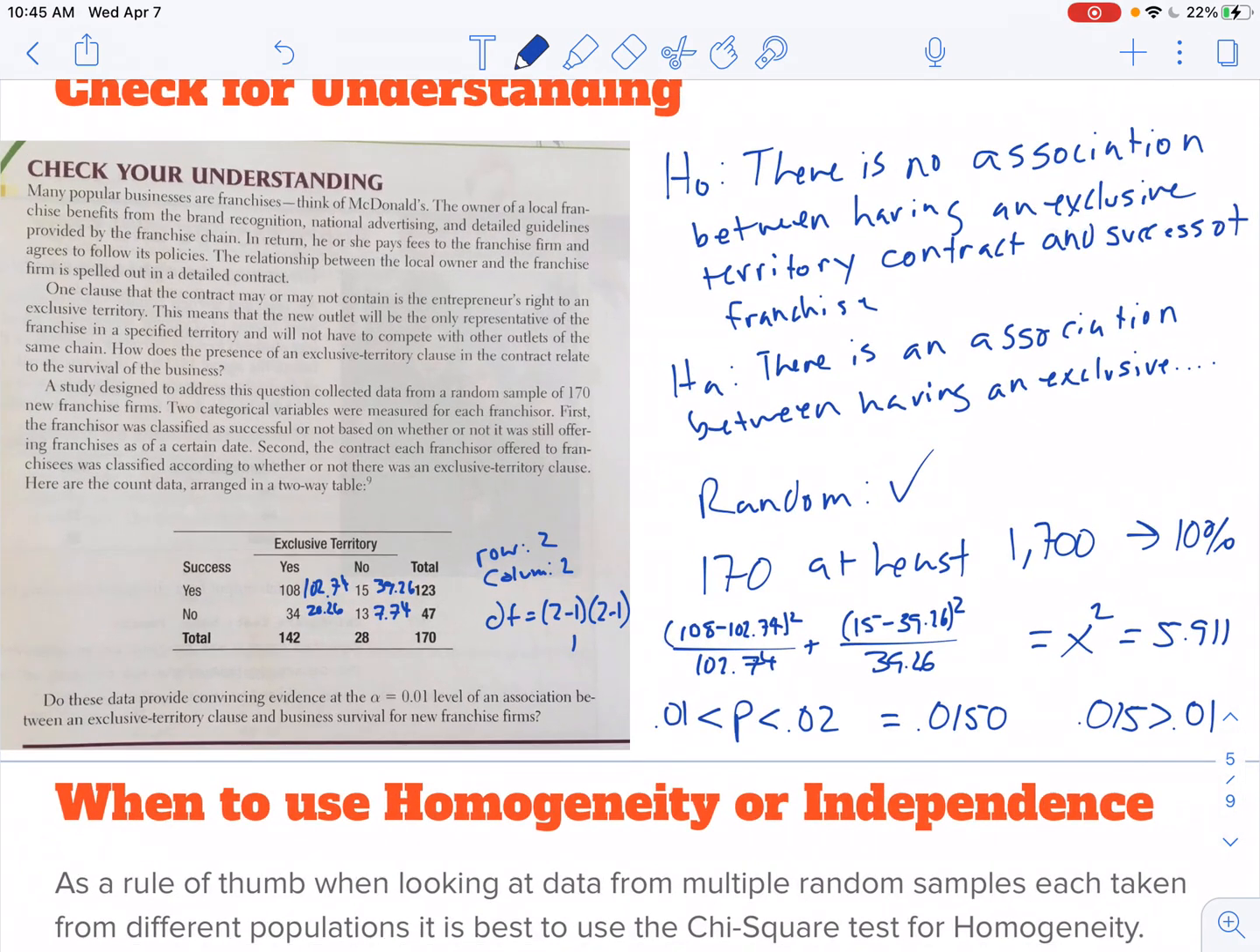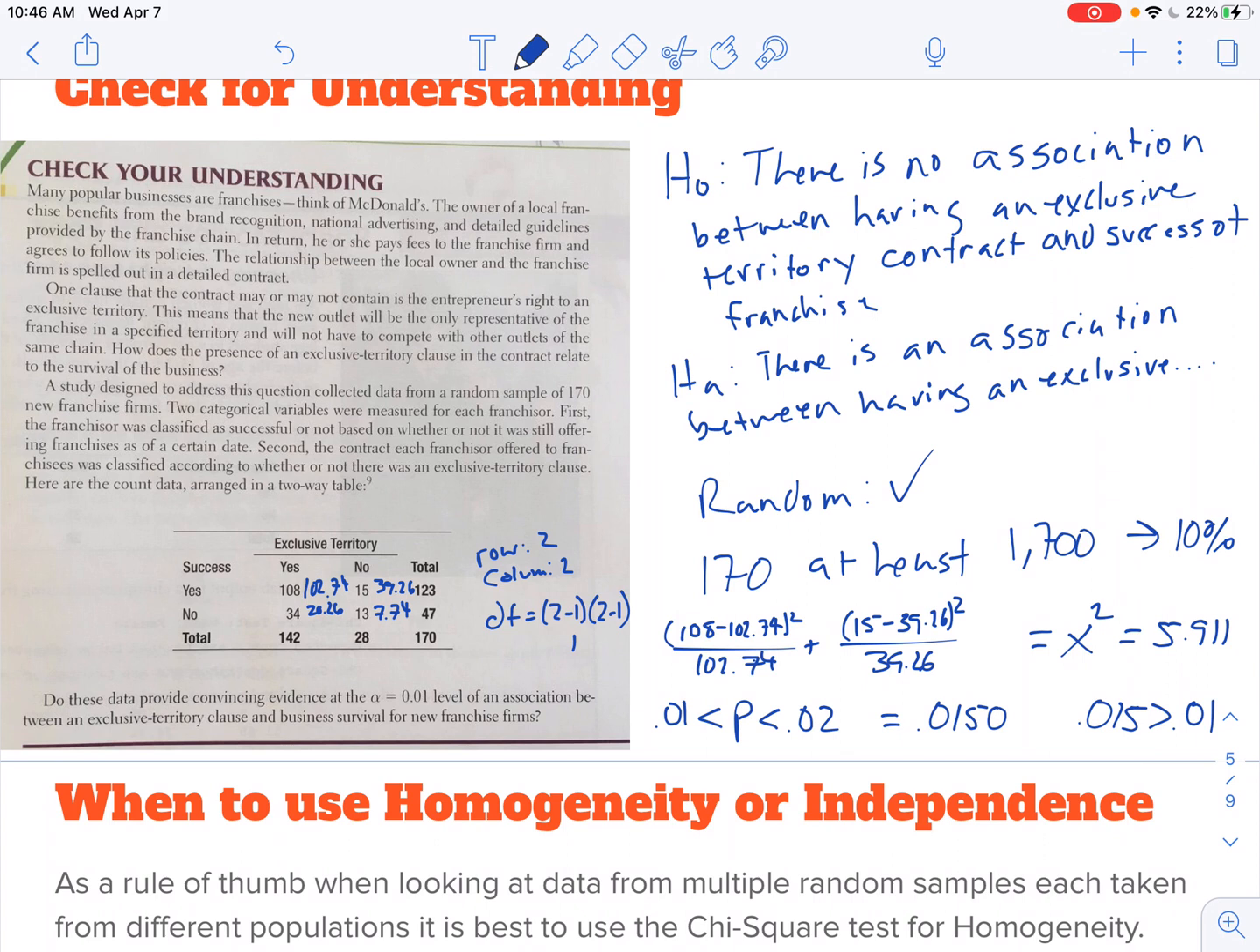We say that because we're running the significance at a 0.01 level, we are going to fail to reject the null, and we are going to say that there is no evidence to suggest that having an exclusive territory contract has any impact on whether or not you're a successful business.